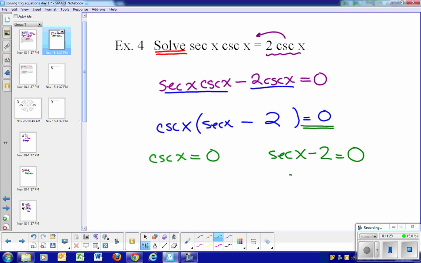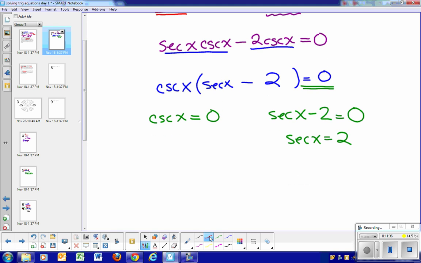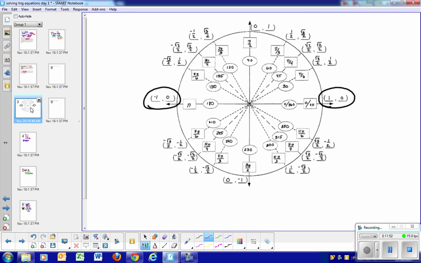Now use the idea of what secant is. Secant is the reciprocal of cosine. So take the reciprocal of both sides. The reciprocal of secant is cosine. The reciprocal of 2 is a half. So I want the angles whose cosine is a half. Look back. Which angles have a cosine of a half? Find 2 answers.